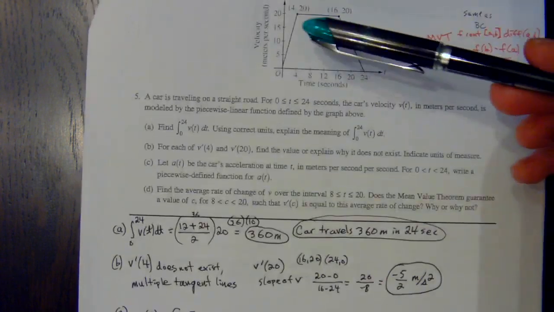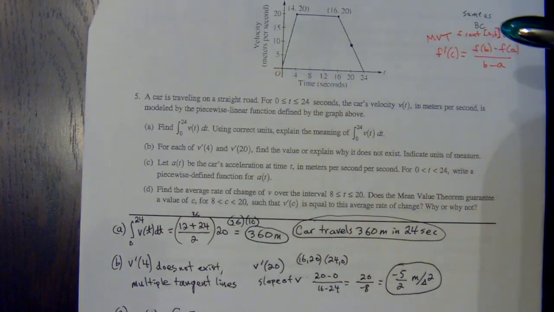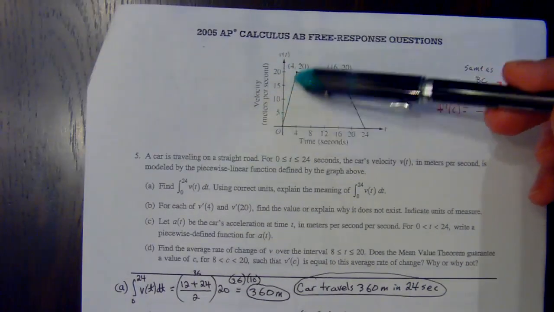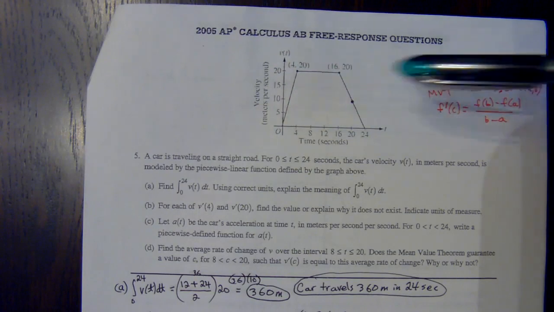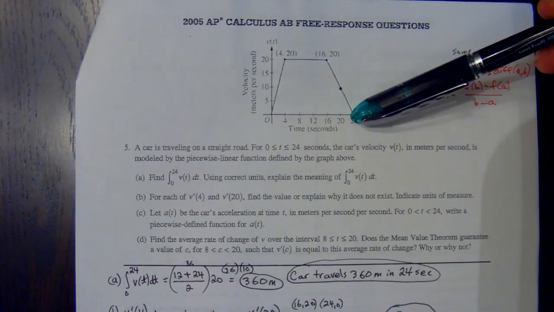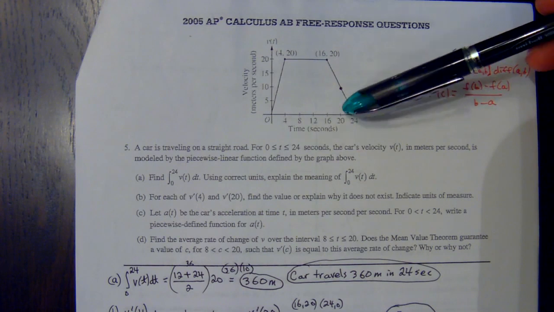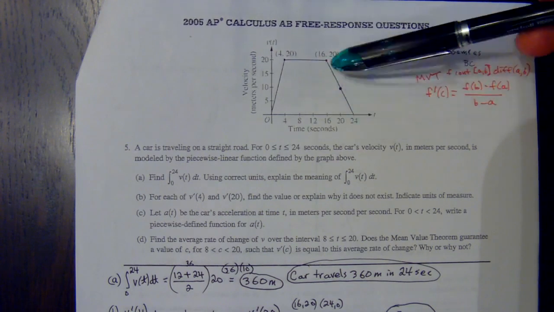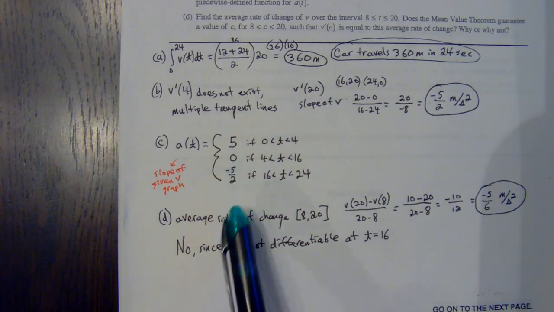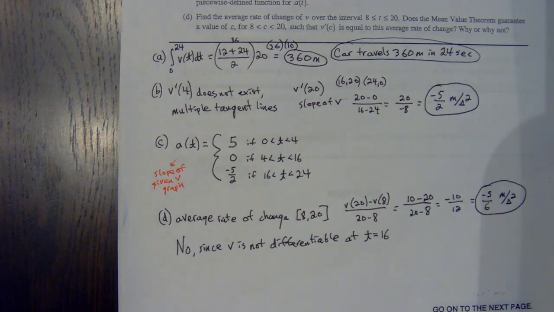So just right here, you could write down the points, do your slope formula, or you could just count rise over run. We went up 20 over 4, so that slope is 5. This is horizontal, so that slope is 0. This, we went down 24 to the right 8. So if you reduce that fraction, or actually we already found that slope in part B, that's a -5/2 right there. And that's just 3 different slopes, 3 different derivatives there.